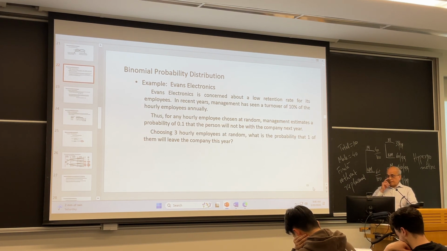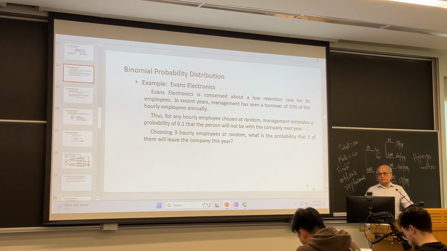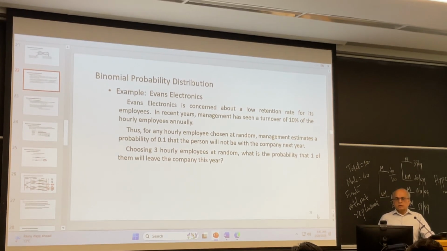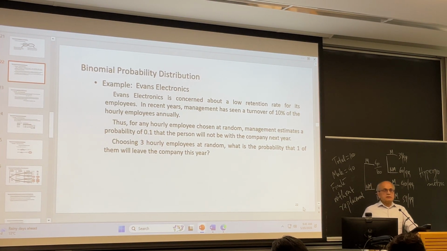EMA's Electronics is concerned about a lower retention rate for its employees. In recent years, management has seen a turnover of 10% of hourly employees annually. Thus, for any hourly employee chosen at random, management estimates a probability of 0.1 that the person will not be with the company next year. Choosing 3 hourly employees at random, what is the probability that one of them will leave the company this year? The probability that an employee will leave the company in a year is 10%. The probability that an employee will not leave is 90%.